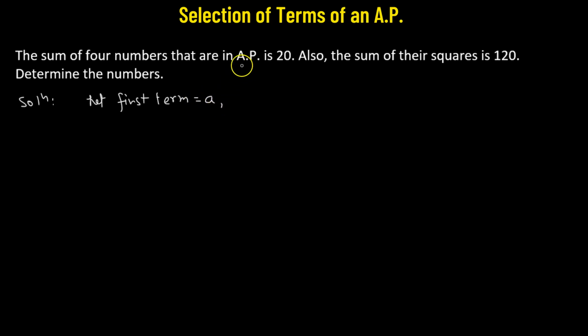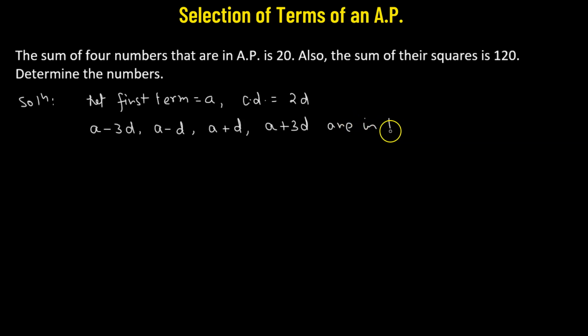Then since the numbers are in AP, we'll also need to specify the common difference. So here we are going to consider the common difference as 2d, where d is in lowercase. The reason we're choosing 2d is that we'll be selecting the four numbers in a very special way. We'll consider the first number to be a minus 3d, then the next number as a minus d, the third number will be a plus d, and the fourth number will be a plus 3d. These four numbers are in arithmetic progression.